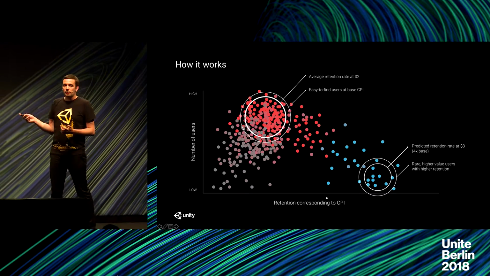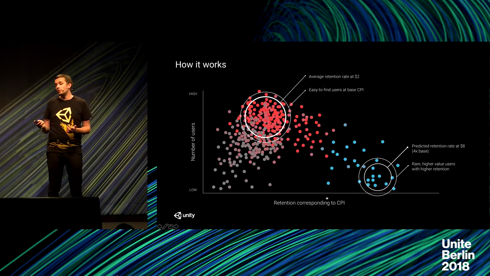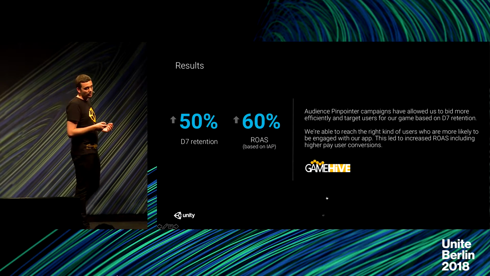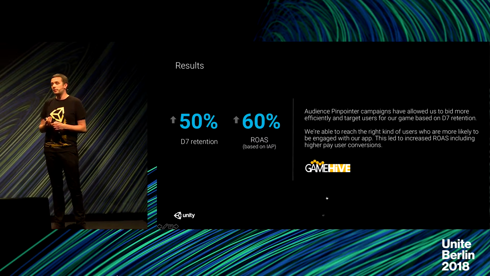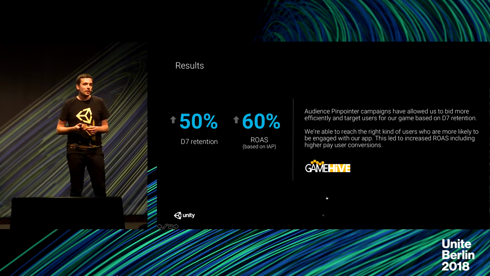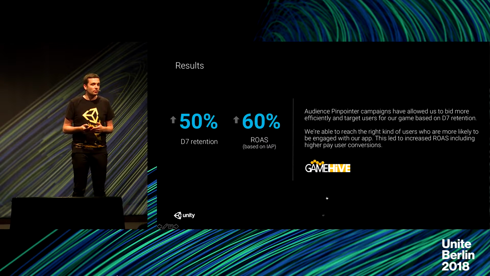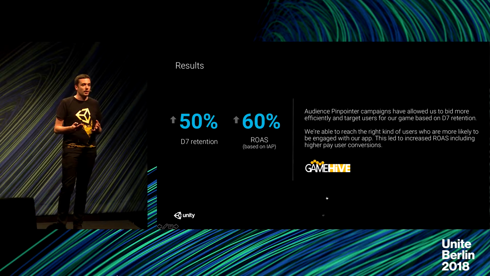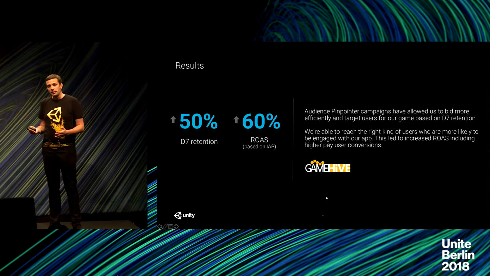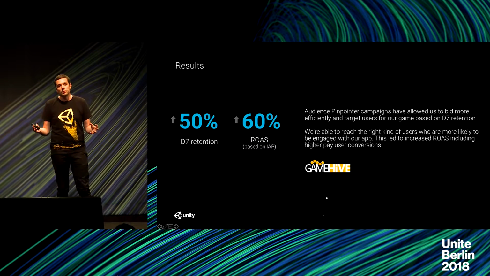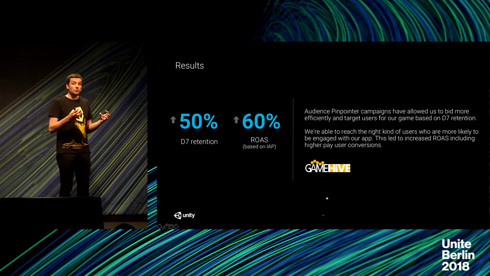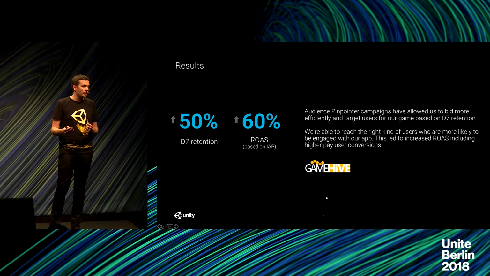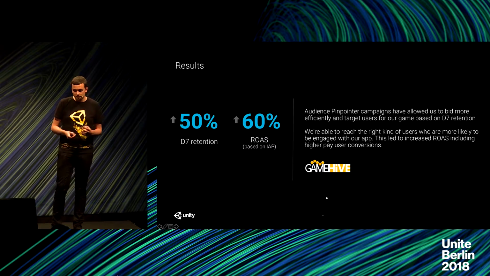So this is the product we launched in the beginning of the year. We have some really good results on this one. One of our partners, GameHive, shared these results with us. So they saw up to 50% increase in their day 7 retention after they started to use Audience Pinpointer for their campaigns. And they've seen up to 60% increase on their return on ad spend. So what this basically means is that they were able to find a lot more users that are engaged in their game, who like to play that game. And in the end, when they like to play that game, they actually end up using money in that game to get even more enjoyment out of it.